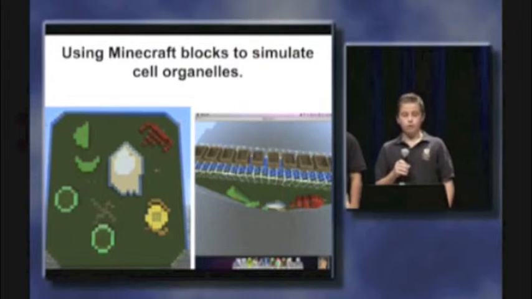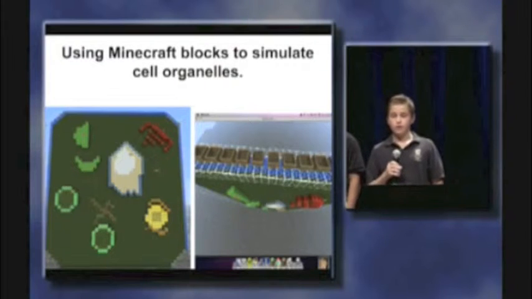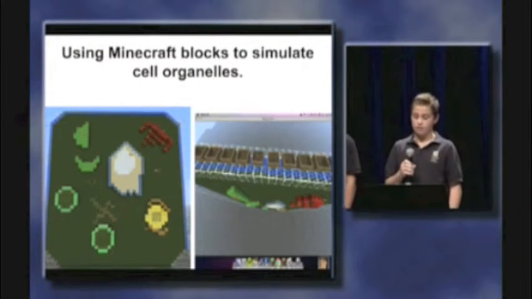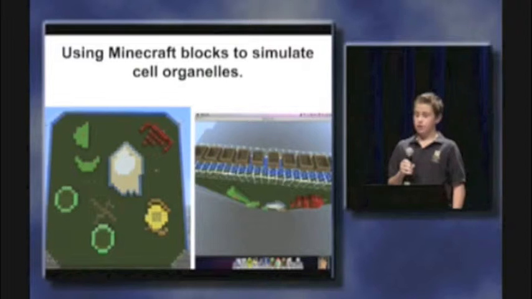I also created a bow that would shoot flaming arrows. I used the flaming arrows to simulate viruses passing through the cell wall, but quickly being stopped by the cell membrane.